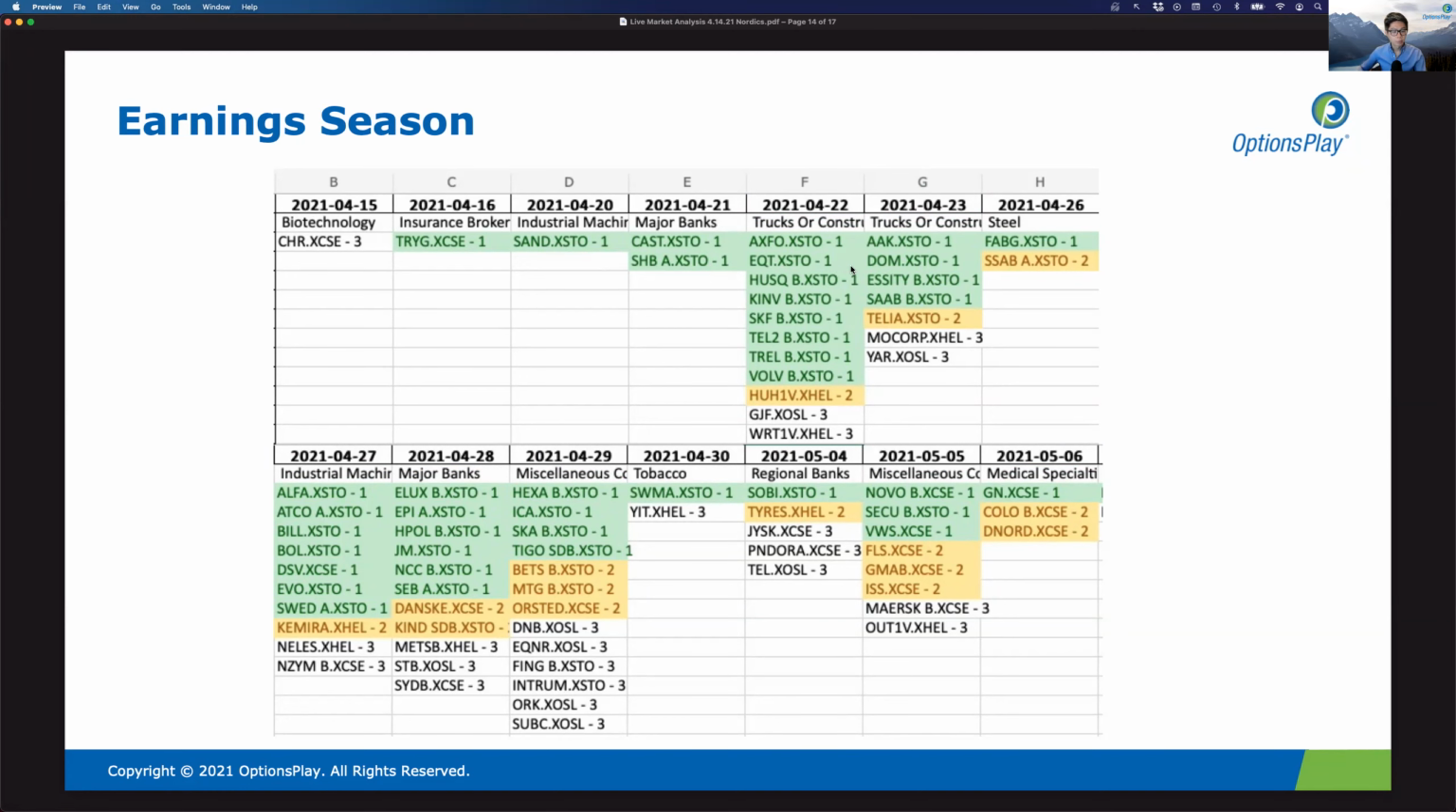And what we have built here is, you see how some of these are in green and some are in yellow. This is based on liquidity. The ones in green are what we consider fairly liquid symbols from an options trading perspective. The ones in yellow are somewhat liquid, and the ones that are not colored at all are basically not liquid.